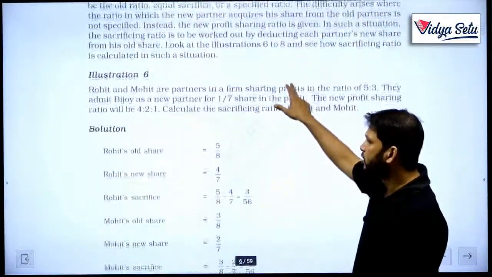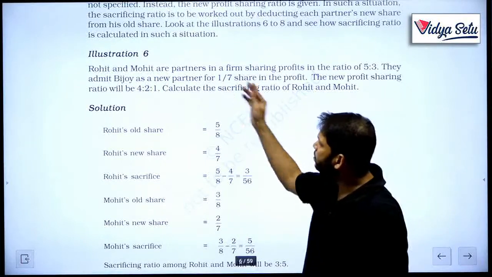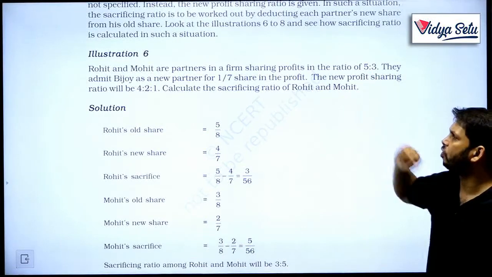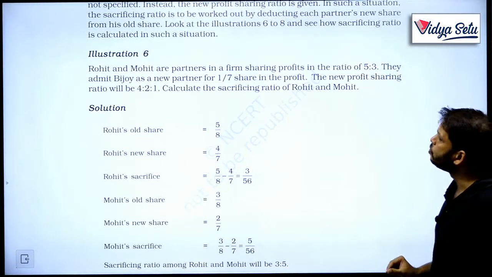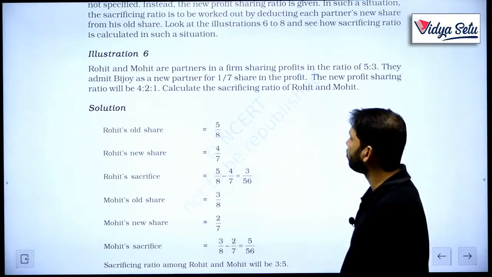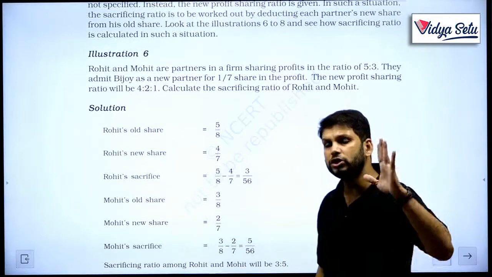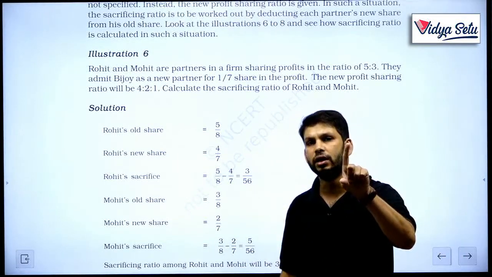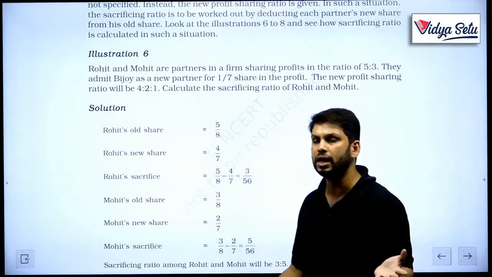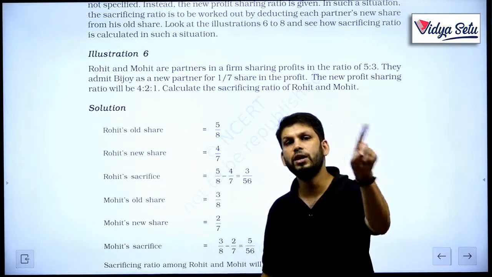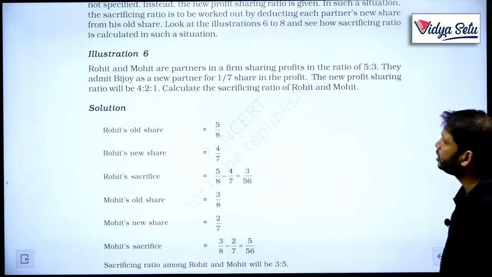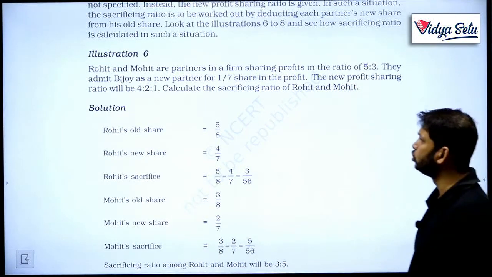In illustration 6, Rohit and Mohit are partners in a firm sharing profits in the ratio 5:3, so 5 upon 8 for Rohit and 3 upon 8 for Mohit. They admit Bijoy as a new partner for 1/7 share in the profit. Out of total profit 1, if 1 upon 7 goes to Bijoy, how much is remaining for Rohit and Mohit? 1 minus 1 upon 7, that is 6 upon 7. The new profit sharing ratio will be 4:2:1.